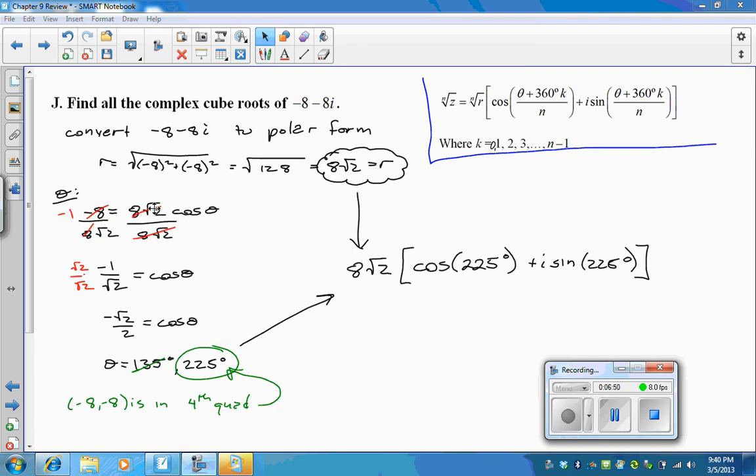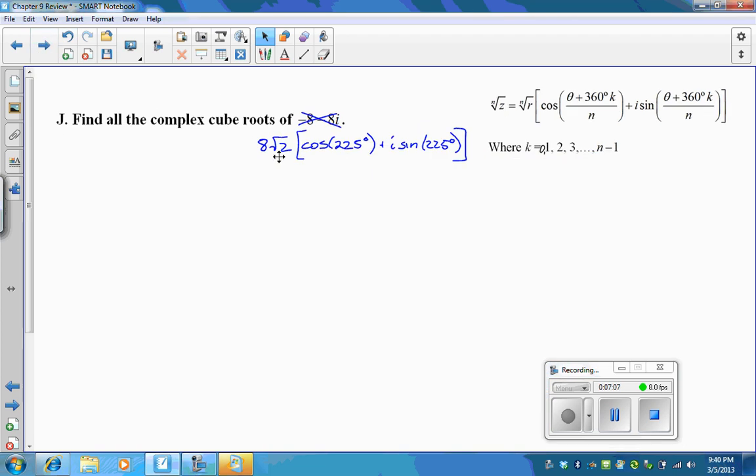Alright, so there is all the work, and this is what the polar complex number turns into for polar form. So now I rewrite the question, or rethink of the question, as find all the complex cube roots of, and instead of -8 minus 8i, we'll just scratch that out and we'll find the complex cube root of this polar complex number that we just got using this formula. And the way I do it is I create a table where we plug in different values of k.